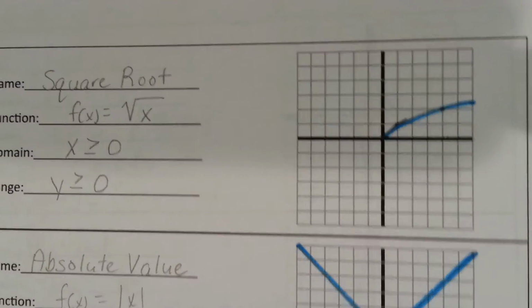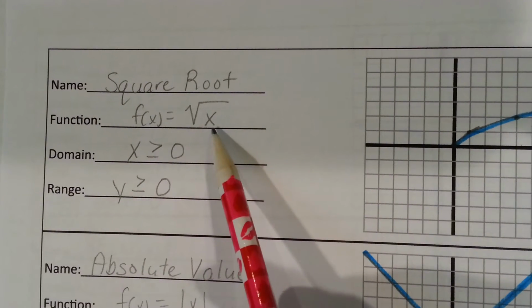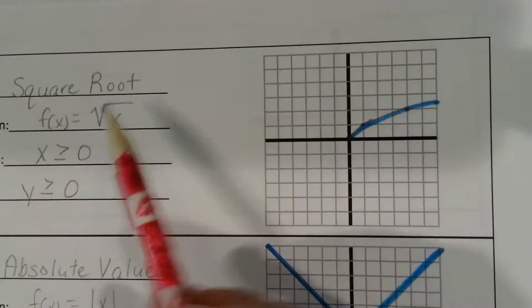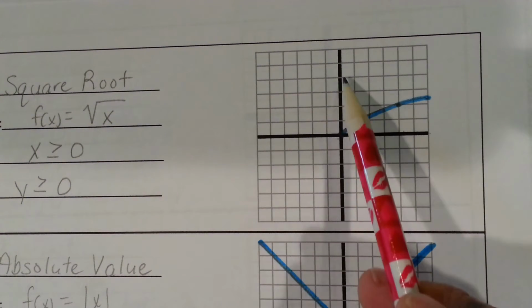Okay, the square root function. Again here, I can't take the square root of a negative number. This has to be 0 or greater, and this is from 0 or greater. Notice my range is 0 or greater.